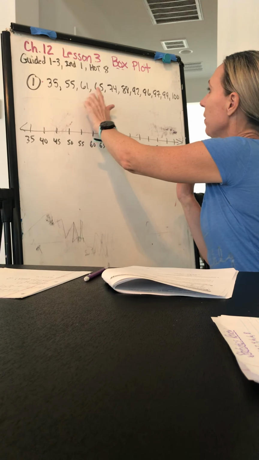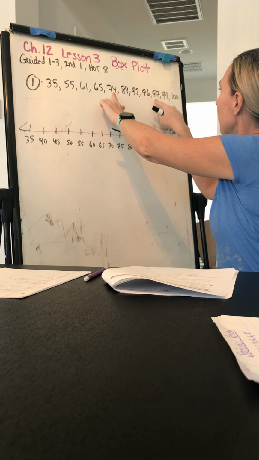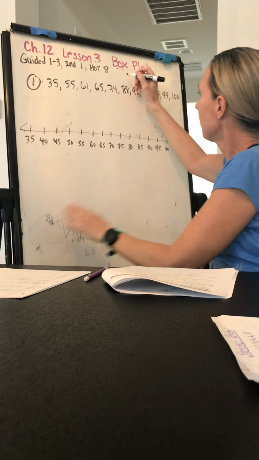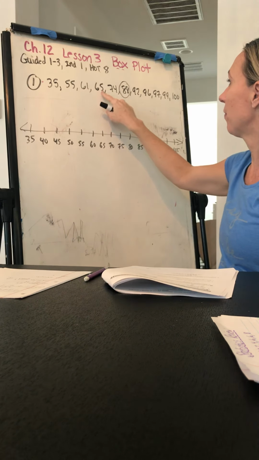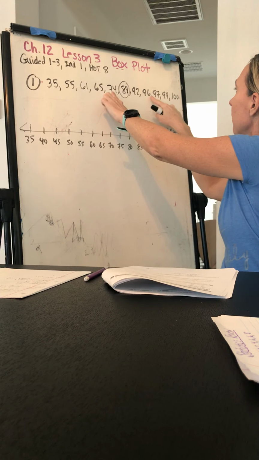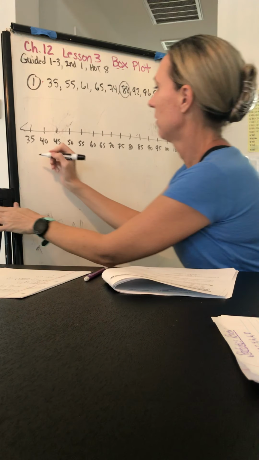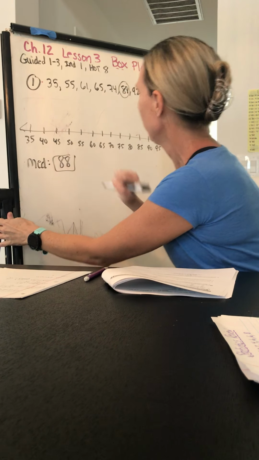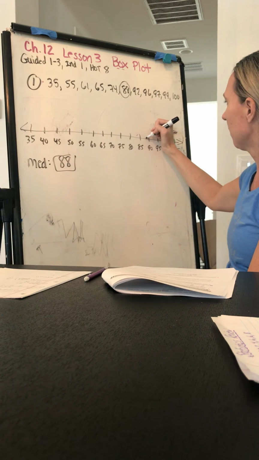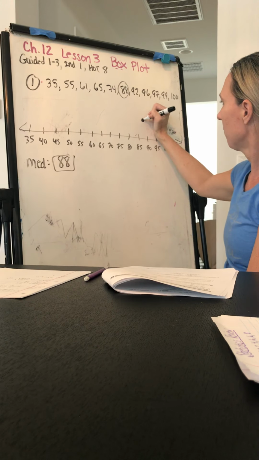So 1, 2, 3, 4, 5 and 1, 2, 3, 4, 5. It looks like the median is at 88. So the median is 88. Okay, so I'm going to plot that. It's about right here. I'm going to do a big dot.